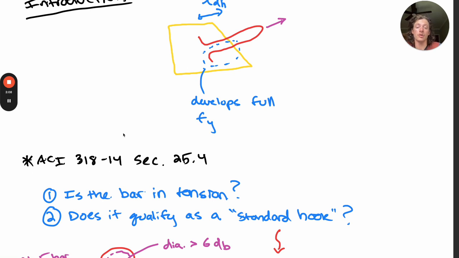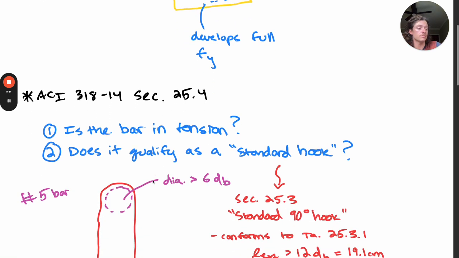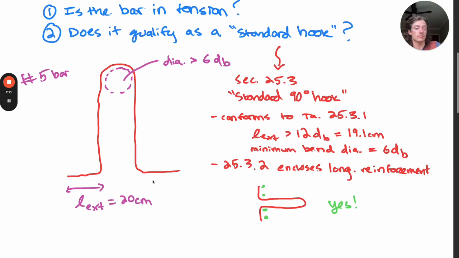Here, I'll put out a few important statements that we can verify. Section 25.3.1 asks you to conform to Table 25.3.1, and we can answer yes to this as long as the rebar is bent according to the drawings. They should meet the minimum bend diameter of 6 times the diameter of the bar. And the extension length should be at least 12 times the diameter of the bar, which is 7.5 inches for a number 5 bar, or 19.1 centimeters.